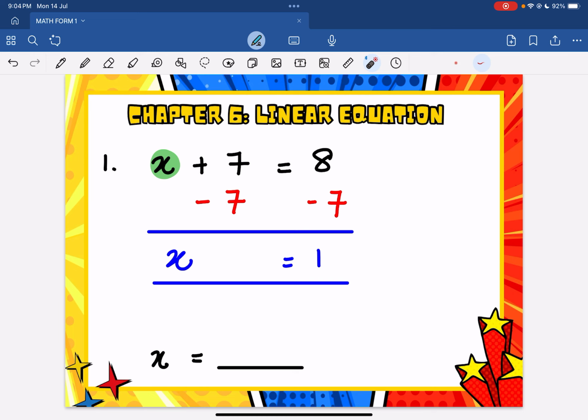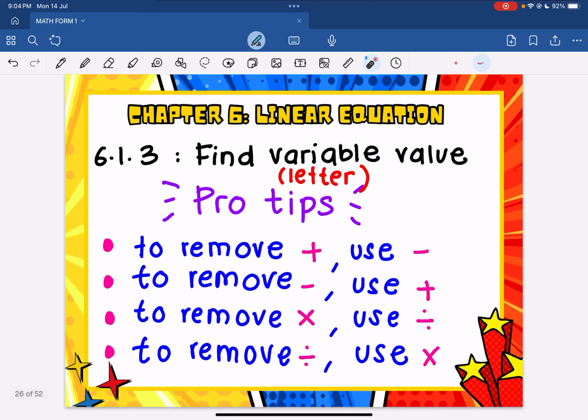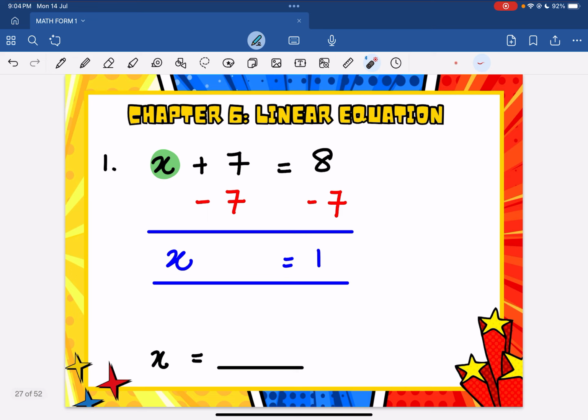This is to make it even clearer for applying this tip. To remove plus, use negative, or minus. So I'm using minus here because I'm removing the positive 7. Okay, so the answer is 1. Let's go to the next question.